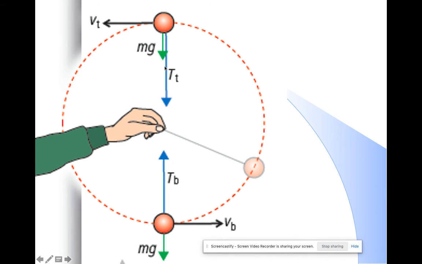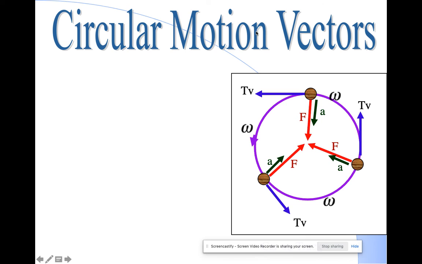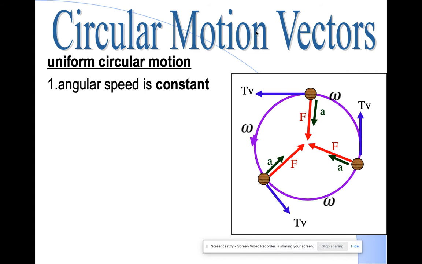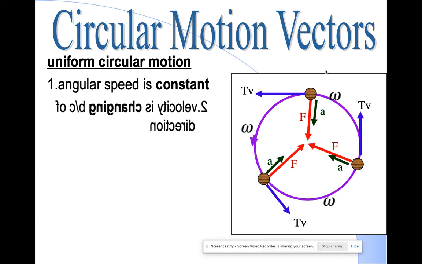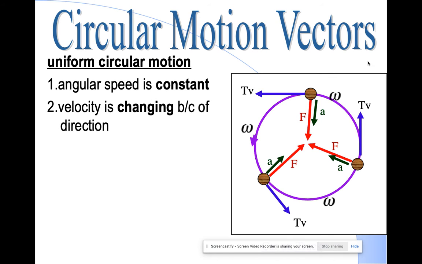You'll need that for tension towards the center on a string. You have gravity, or mass times gravity, and you have that tangential velocity. So here's how we kind of write this out. Uniform circular motion, angular speed or angular velocity is constant. Velocity is changing because of direction only. So here's our angular velocity, our angular speed or velocity.